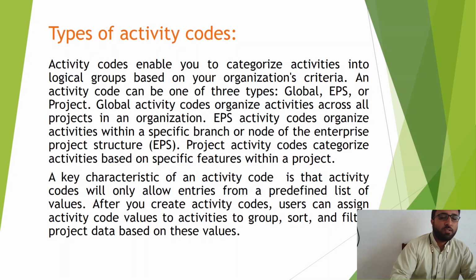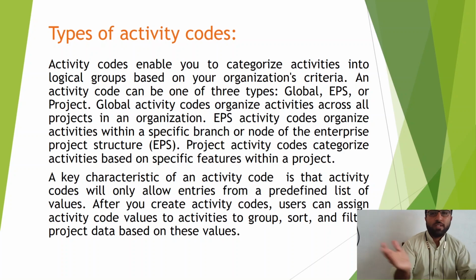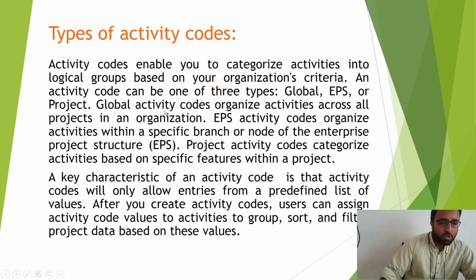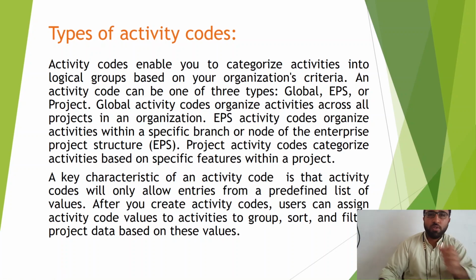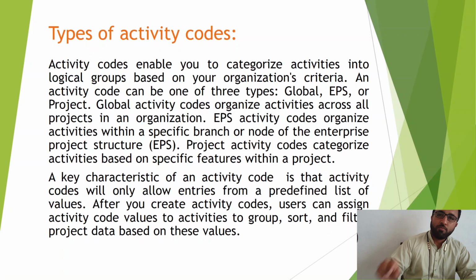So this will be applied on the global scale. Your whole organization, all of your EPS will come under this. EPS activity codes organize activities within a specific branch or node of enterprise project structure. So the EPS activity code will be applied only to a particular branch. For example, you have building projects, so that activity coding can be assigned to that particular node for the building.